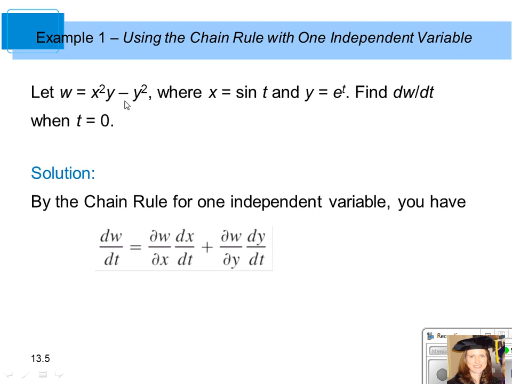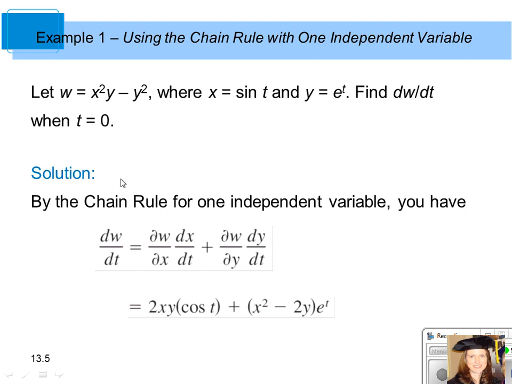If we look at w, take the partial derivative of w with respect to x, you treat x as a variable and treat y as a constant, and that derivative here, the derivative of w with respect to x, is going to be 2xy. And then we're going to multiply by dx/dt, which is the derivative of sine t, which is cosine t, plus the partial of w with respect to y. You're going to treat y as a variable here and x as a constant. So that derivative is x squared minus 2y. And the derivative of y with respect to t is e to the t. All right, so that is how we get this step here.